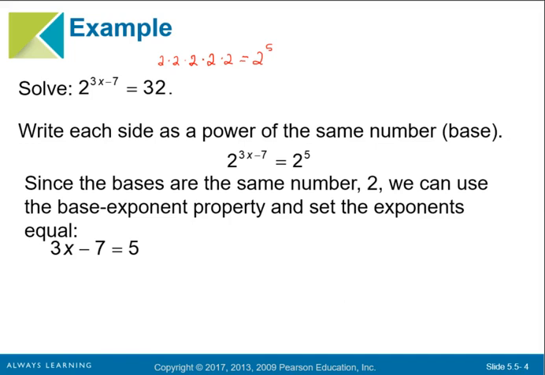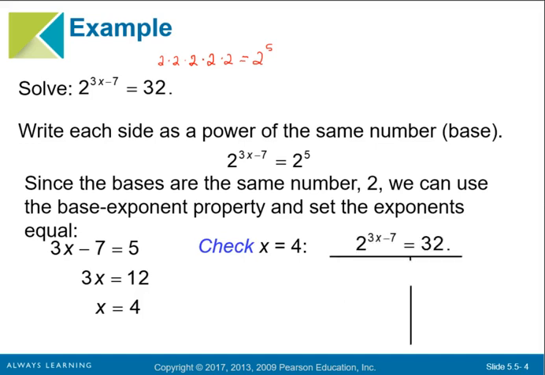So we're going to start with 3x minus 7 equals 5. And we're just going to do the algebraic steps in order to isolate that x. So we add that 7 to both sides. I'm going to divide both sides by 3. So we get x equals 4. We want to double check that that's true. All right, so we're going to go ahead and check. Plug it in, and we do get 32 equals 32, so we're good.